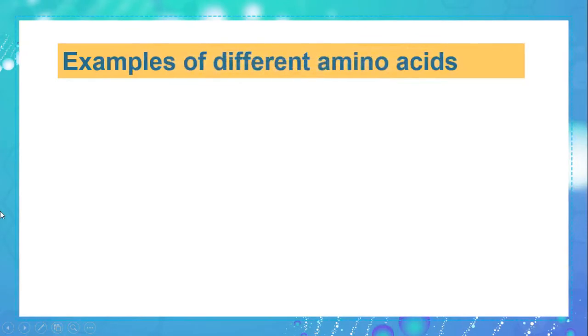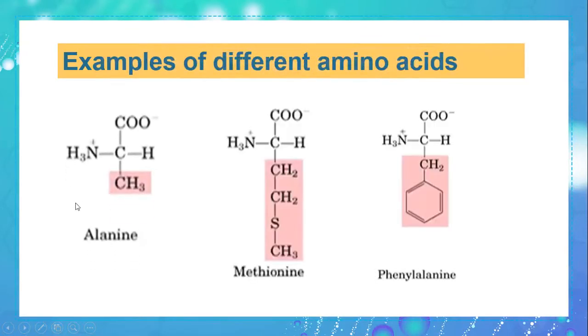Let's have some examples of different amino acids. Alanine, methionine, and phenylalanine. These three different amino acids have a central carbon atom in the middle. They have the carboxylic group, the amine group, and a hydrogen atom in common. However, they differ by a group that is described as the R group. So amino acids differ from each other by their R groups.